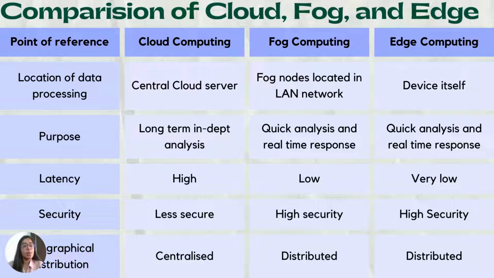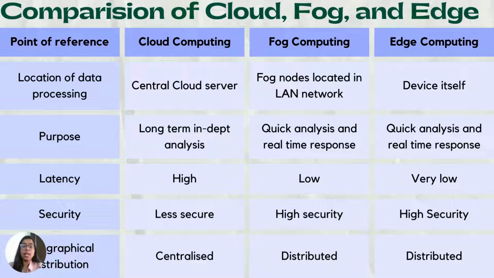used. The purpose of cloud computing is long-term, in-depth analysis. For fog and edge computing, it is quick analysis and real-time response. Talking about latencies, obviously cloud computing has high access latencies because the data has to travel a long distance, while on the other hand, fog computing offers low latency and edge computing offers very low latency as the data is in the user's proximity.